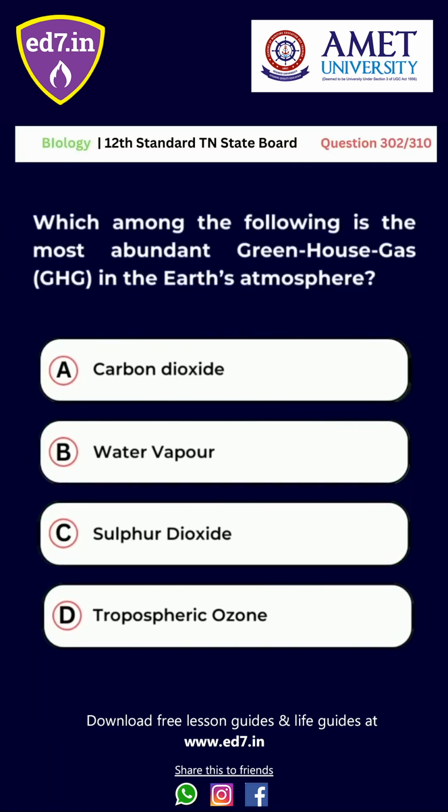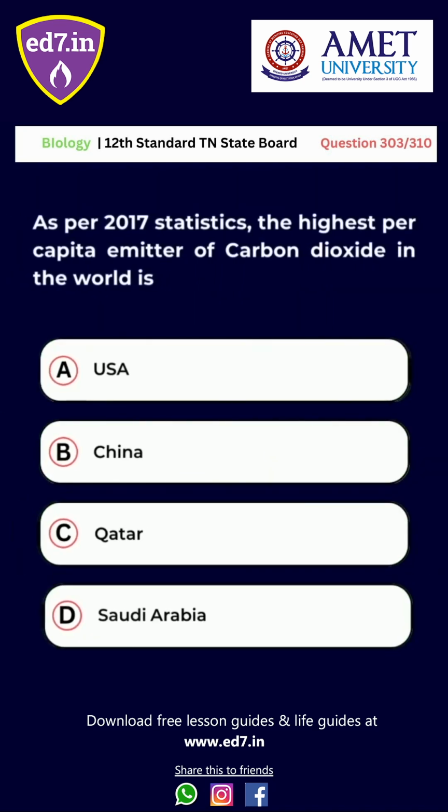Question number 302. Which among the following is the most abundant greenhouse gas in the Earth's atmosphere? A. Carbon dioxide. B. Water vapor. C. Sulfur dioxide. D. Tropospheric ozone. The right answer for this question is option A, carbon dioxide.